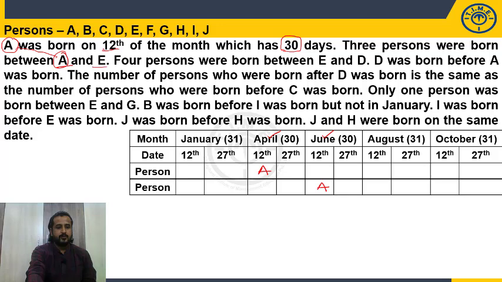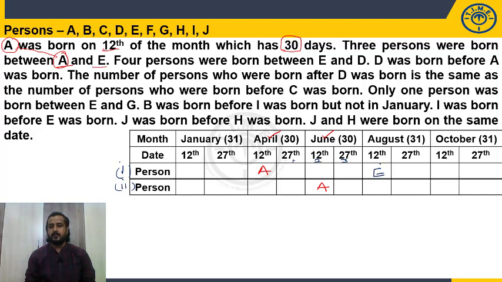3 persons were born between A and E. So A is in case 1 and case 2. And in this case, A is here. So 3 persons, 1, 2, 3 persons. So here will be E.